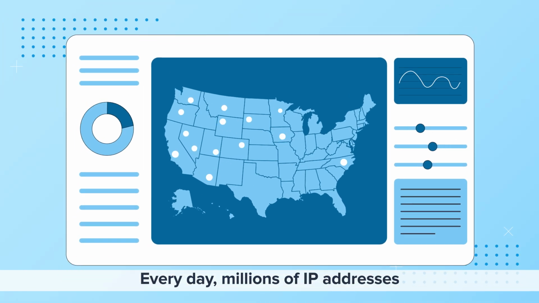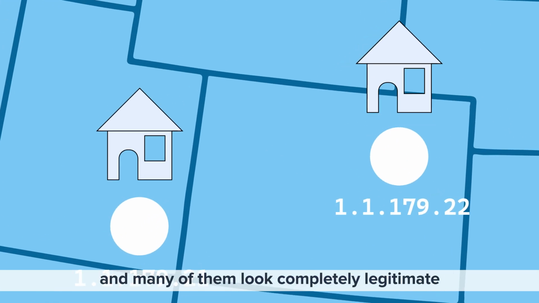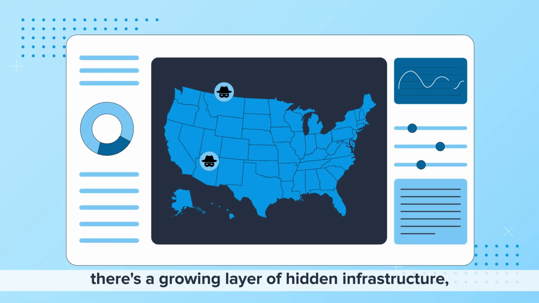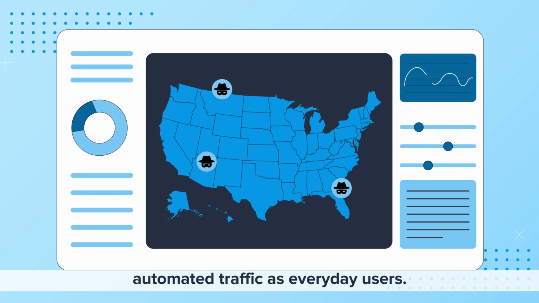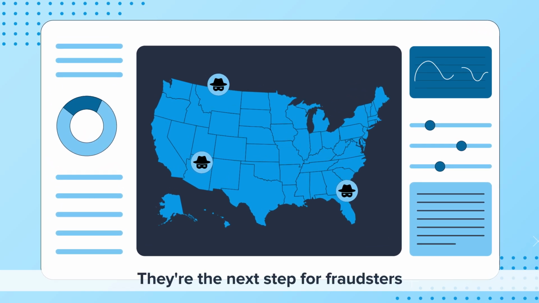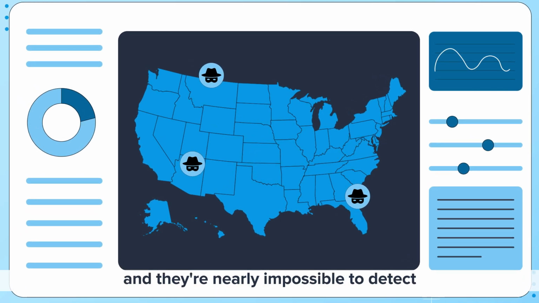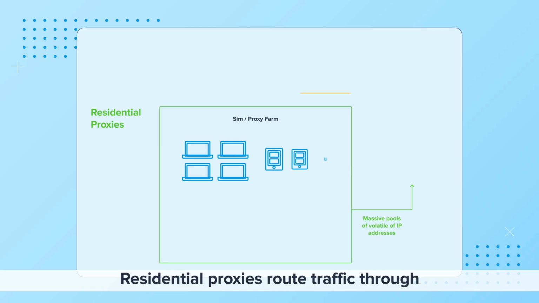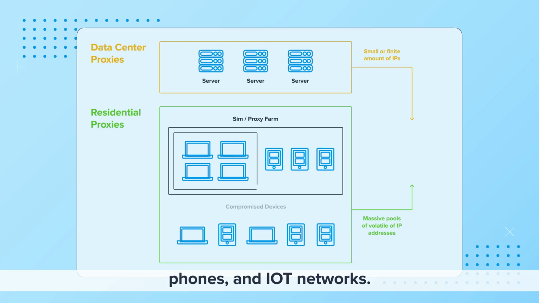Every day, millions of IP addresses connect with your services, and many of them look completely legitimate. But behind those real residential IPs, there's a growing layer of hidden infrastructure: residential proxy networks that disguise automated traffic as everyday users. They're the next step for fraudsters after VPNs and data centers, and they're nearly impossible to detect without the right data. Residential proxies route traffic through real consumer devices, home routers, phones, and IoT networks.